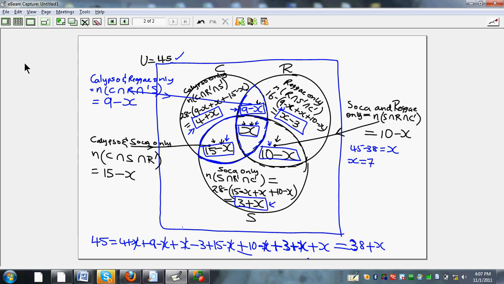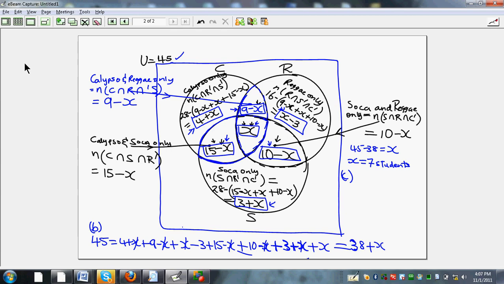7 students. Okay? So all that will be really part B. And then for part C now, where they ask us to find out two things. One, calypso only, and then reggae and soca only.